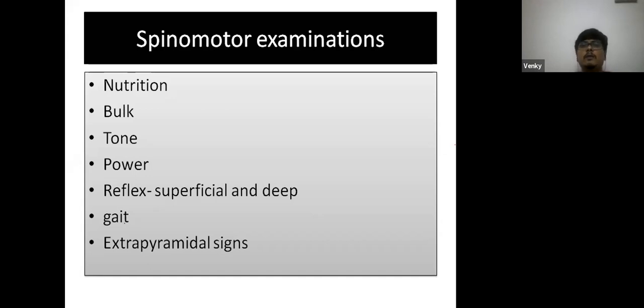Now you are entering into the spinomotor system examination. This is the way you have to present it. First, you have to look at the nutrition, then bulk, tone, power, then superficial reflex, deep tendon reflexes, then gait, then extrapyramidal signs. So this is the way. Some books say you have to add coordination. See, the coordination will come under cerebellum examination. So either you put it in cerebellum examination or in spinomotor system examination. In the neurological part, we will put the coordination in the cerebellar system. We won't add it in the spinomotor system examination. Okay.